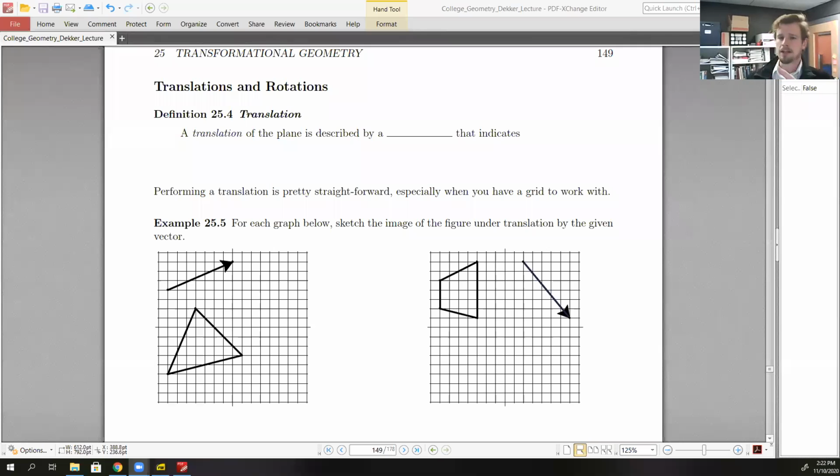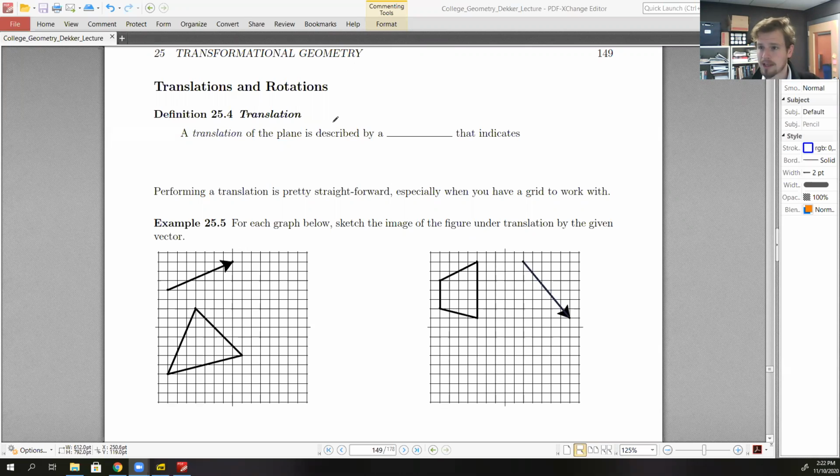We want to continue taking a look at section 25, which is transformational geometry. In the previous section, we introduced the concept of an isometry, which is a transformation. That's what we called it, right? Transformational geometry. We introduced the idea of transformation, and then in particular, we were interested in isometries. So let's take a look at the four isometries. In this video, we'll take a look at translations and rotations. We'll follow that up with the other two isometries in the next video.